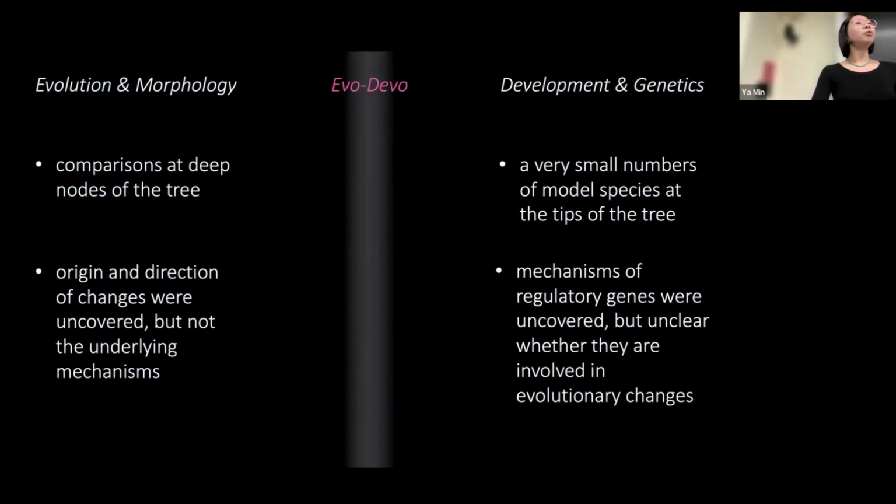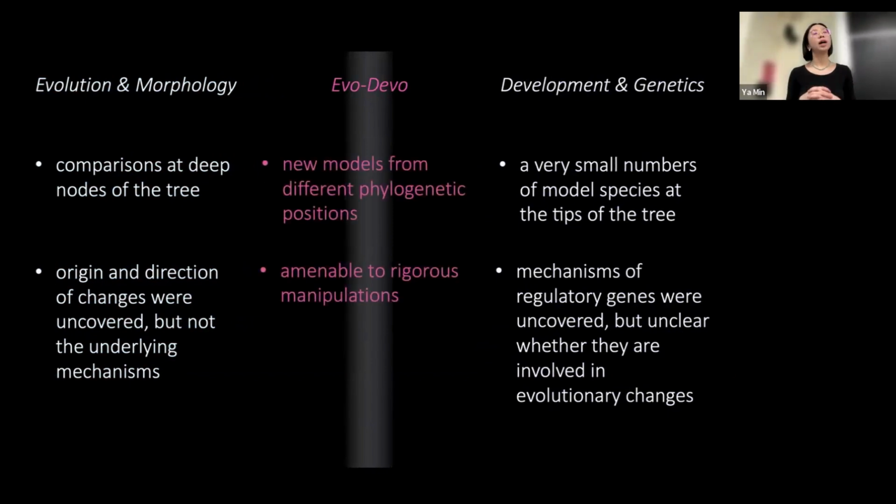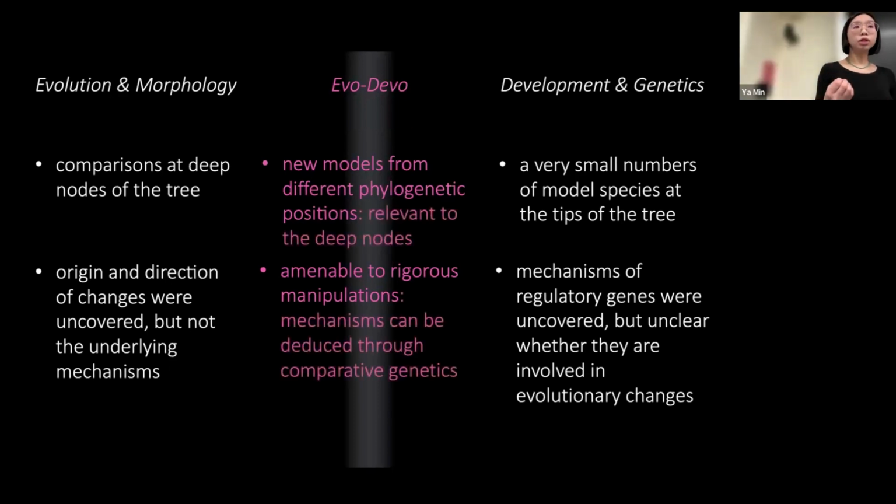People recognize that one way to bridge these two fields together is to have more model systems. But those systems have to come from different positions of the tree, and they also have to be able to be manipulated for genetic and developmental studies. So the information we get from those new models can be relevant to the deep nodes of the tree, but can also tell us molecular mechanisms through comparative genetic studies.